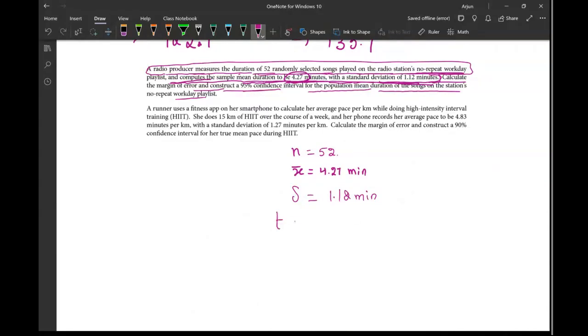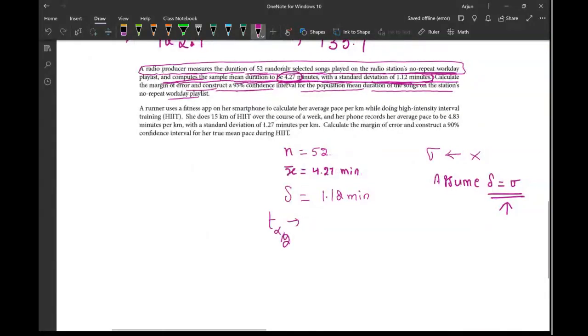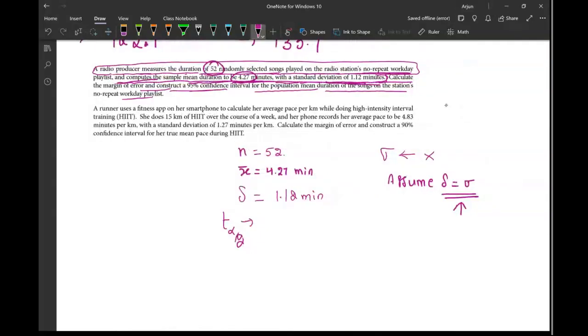So I will clearly use the t distribution because neither sigma is given to me nor does the question say assume s is equal to sigma. We cannot do that also. So I'm going to move to the t distribution in that scenario. So t alpha over 2 value I'll try and calculate. So 52 is the n value.